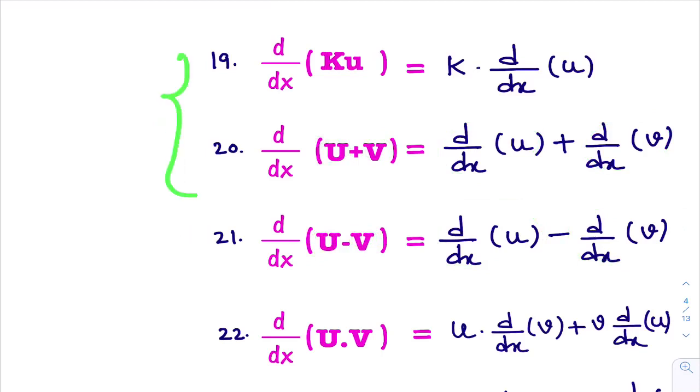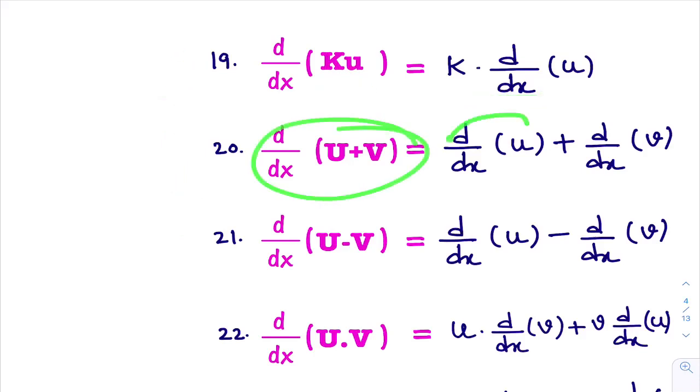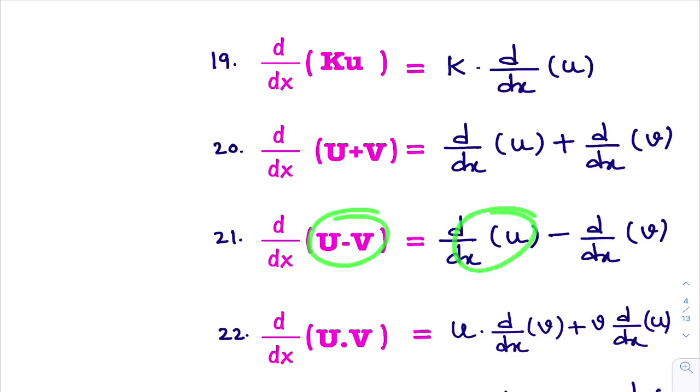Dy dx of ku is k into derivative of u. Dy dx of u plus v is derivative of u plus derivative of v. Derivative of u minus v is derivative of u minus derivative of v. While doing basic differentiation problems in next class, I will explain these things more clearly. For time being, you just take these as basic rules of differentiation. In next class, I will give clear examples. Next class is about basic differentiation. There I will discuss about these basic rules.